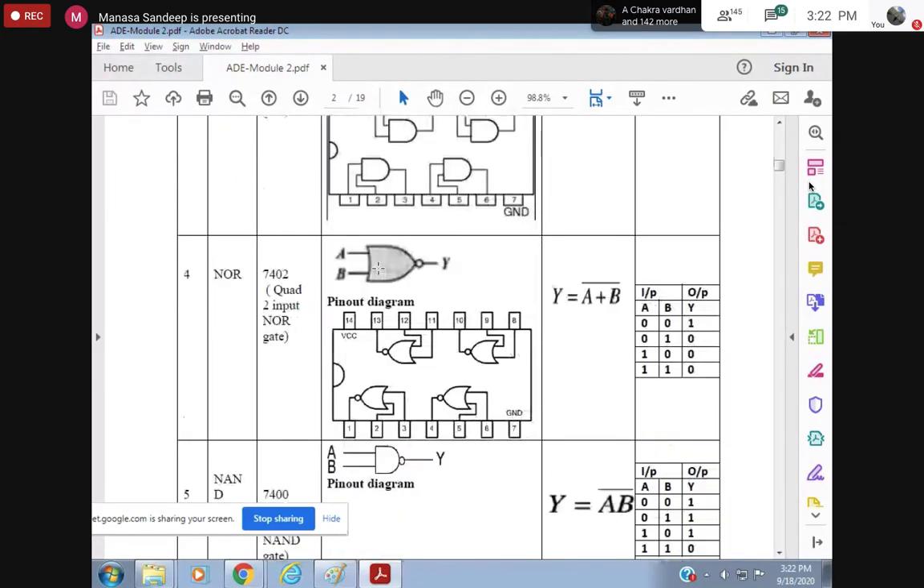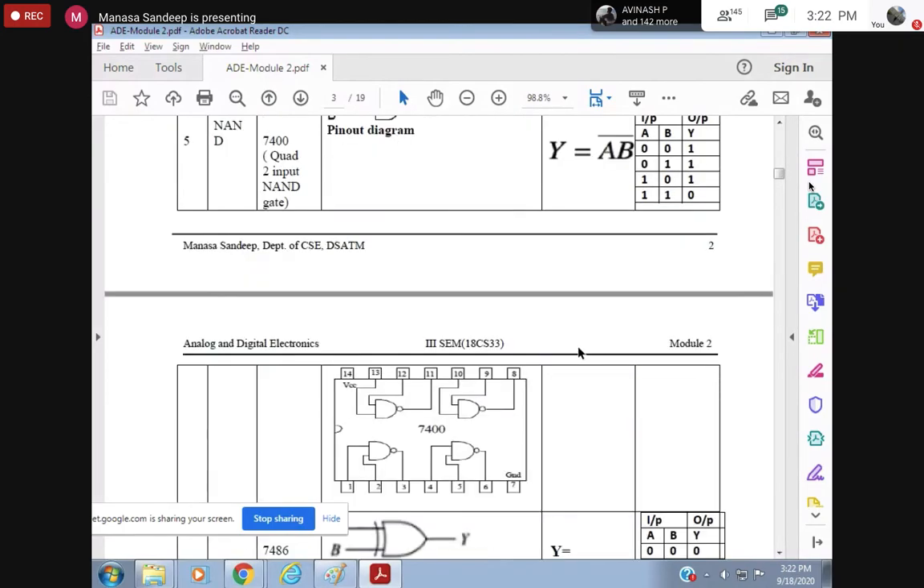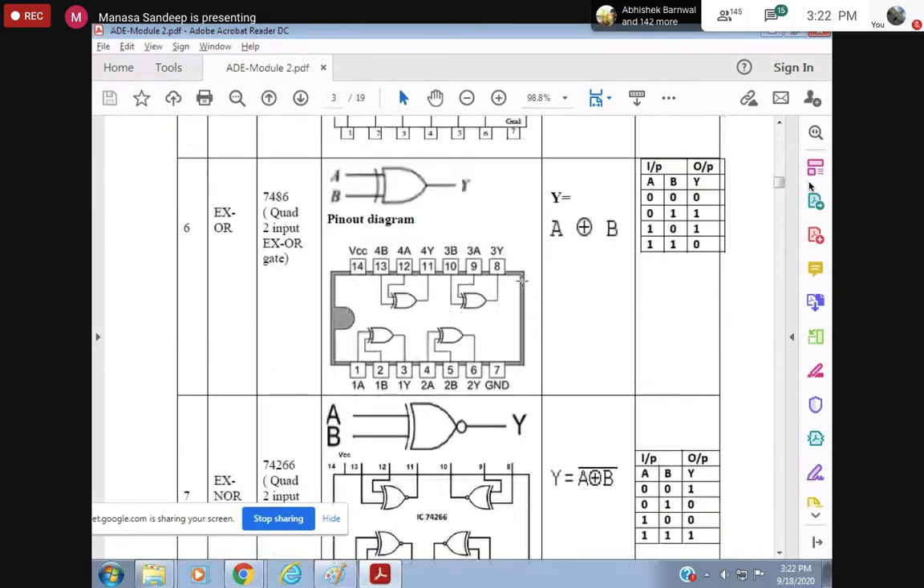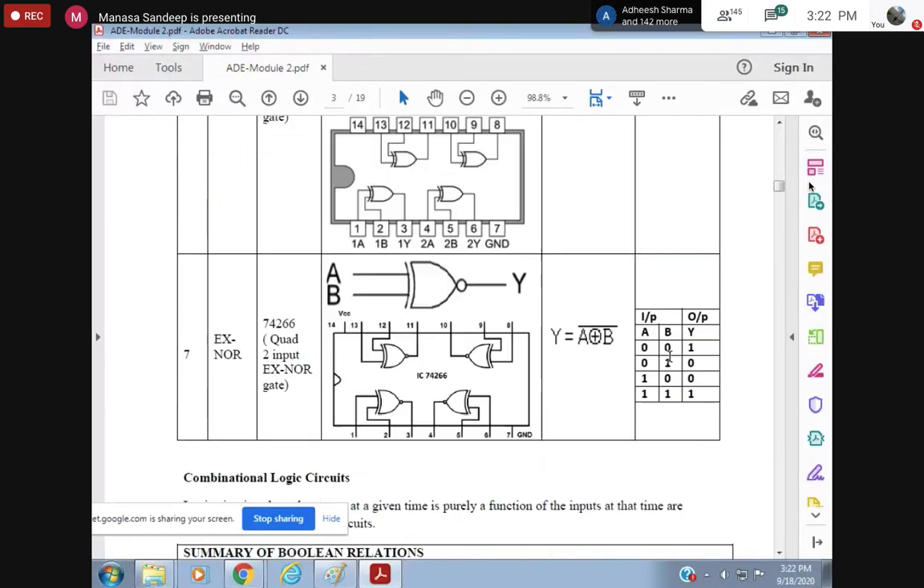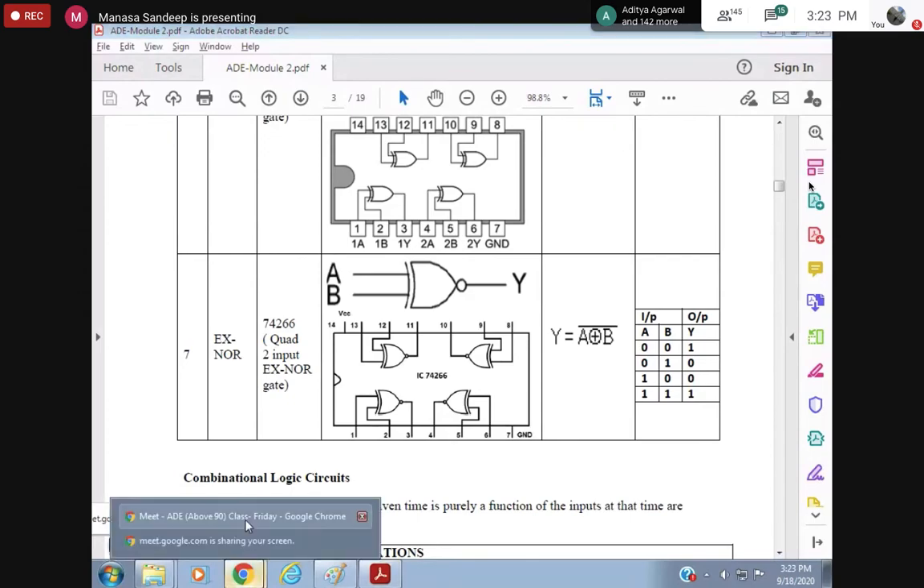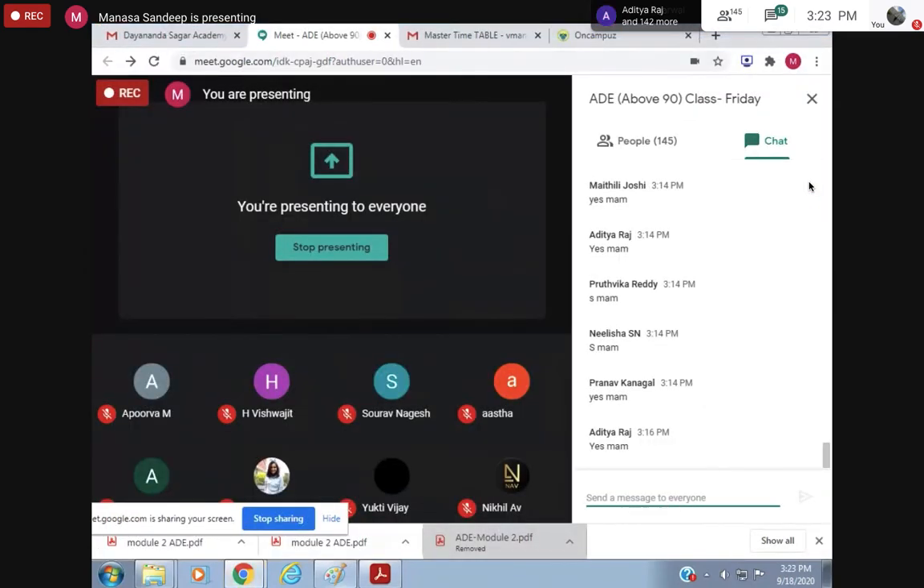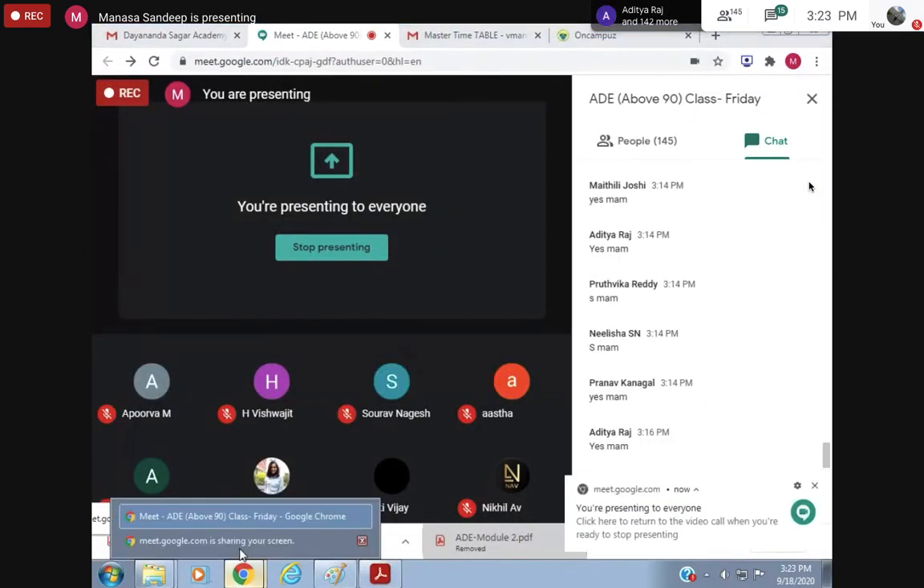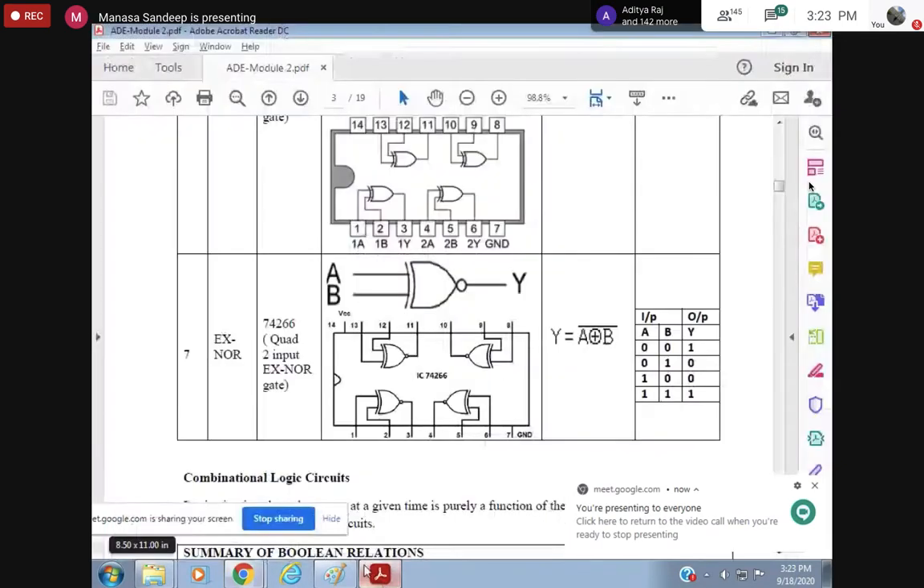Got it? So what about the NOR gate? It's the inversion of the OR gate. This is how it is represented, and this is what the truth table is. Similarly for NAND. Similarly for XOR. When you have different inputs, you have 1 as the output. When you have the same input in the XNOR, the output will be 1, else the output will be 0. So if you know this, well and good. Else, please study before coming to the next class.